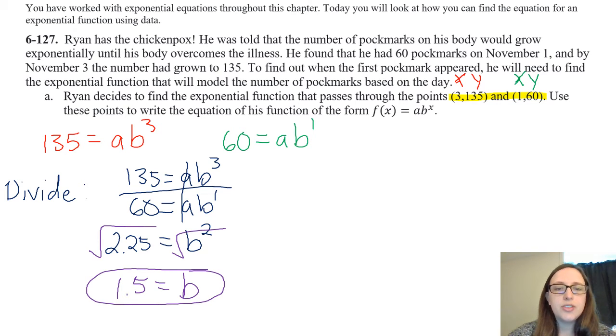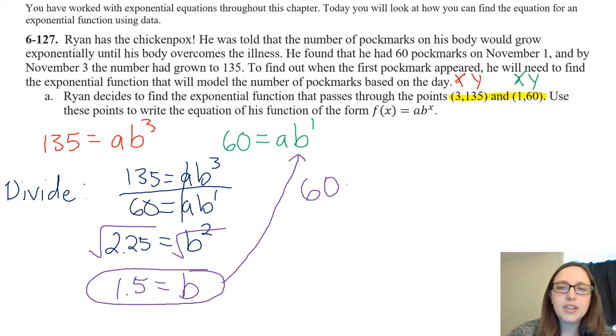So then we're going to find A. In order to find A, just like with solving a system of equations, if you have x, in order to find y, you want to plug in what you have. So we're going to plug b into, and I usually go with the smaller number equation. So we're going to plug it into that second equation. So now we have 60 equals a times 1.5 to the power of 1. 1.5 to the power of 1 is just 1.5.